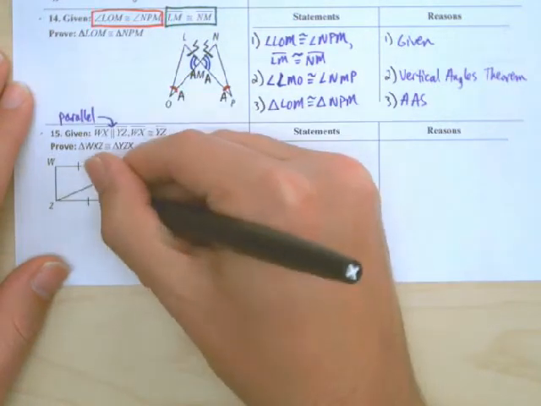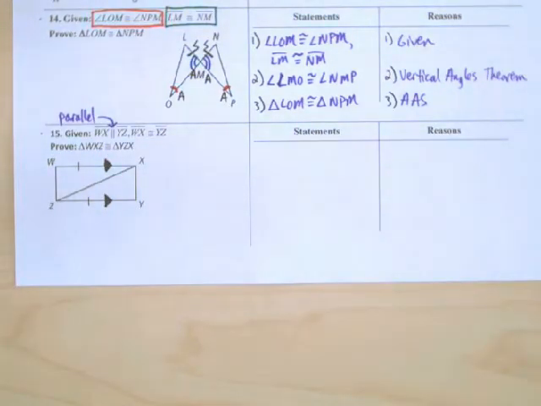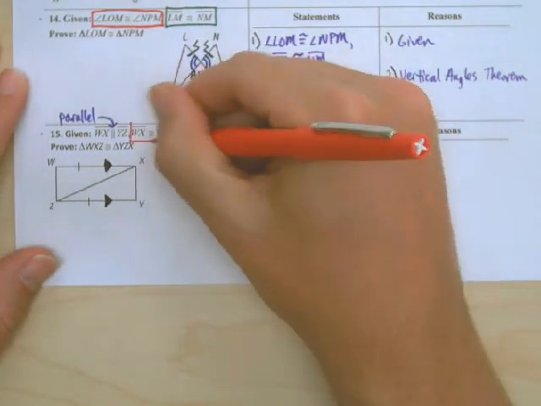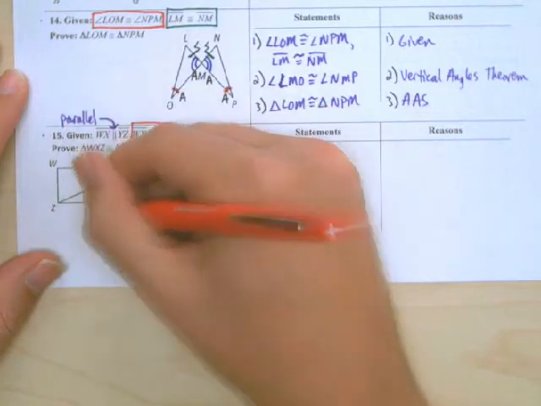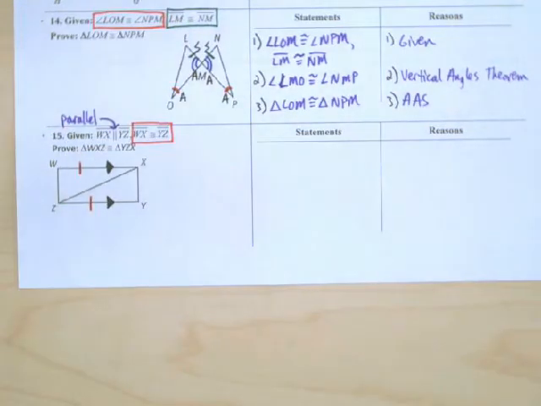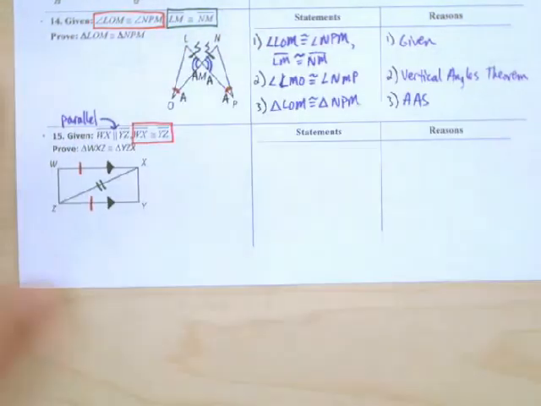Really going to make these arrowheads stand out. And given side WX is congruent to side YZ. Now I'm going to mark some implied information. The first implied information would be the shared side right there.